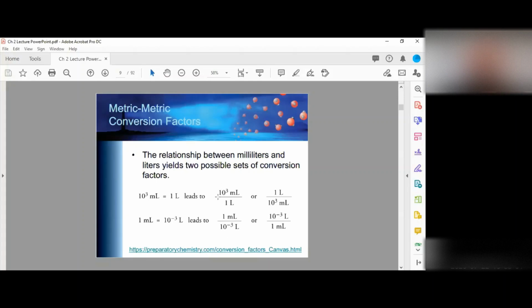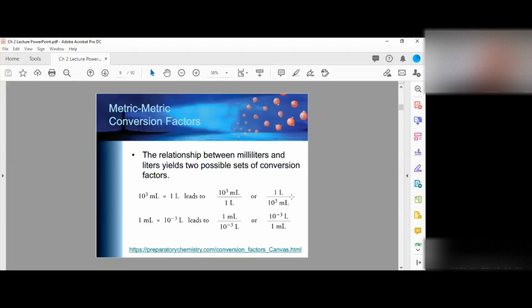I usually prefer the top version just because it's easier to say there is 1,000 ml in a liter rather than saying there is a 10 to the negative 3rd liter in a ml. That's not that easy to say anyways. So that's why I keep telling everyone to stick to the easier version to say it, which is the smaller quantity equals 1 whole larger quantity.